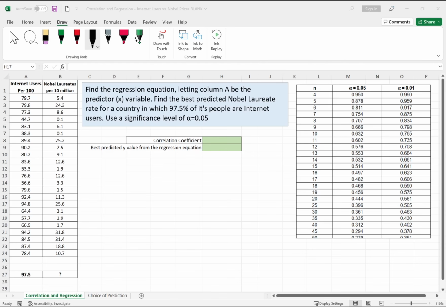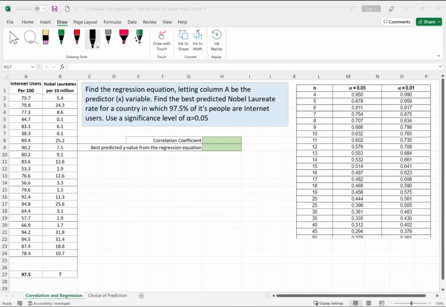In this case, our data that we're working with is basically the percentage of people in a country that use the internet, or we could say internet users per 100 people, and then Nobel laureates or Nobel Prize winners per 10 million people. So that first number, that 5.4, is saying, well, if there's 10 million people in the country, then you would expect 5.4 people to win the Nobel Prize. Now, there's no such thing as 5.4 people, but this is just an average per 10 million people.